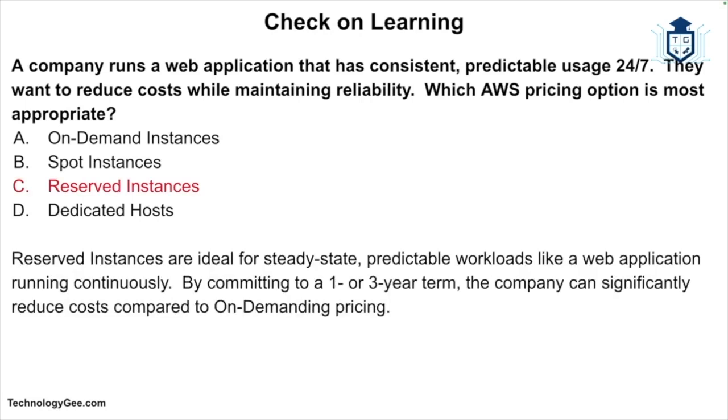And the correct answer is reserve instances. So reserve instances are ideal for steady state predictable workloads like a web application running continuously. By committing to a 1 or 3 year term, the company can significantly reduce costs compared to on-demand pricing.